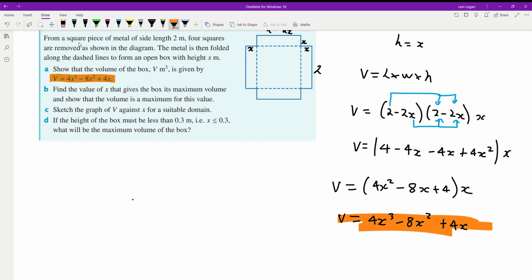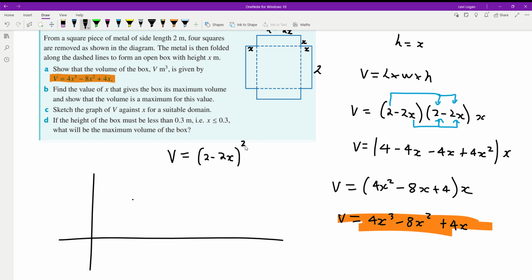Righto. Now question B is asking, find the value of x that gives the box its maximum volume, okay? So show that the volume is maximum for this value. Okay, so what this pretty much means is, this equation here, it's some cubic. Now we know what the cubic actually looks like, because if we were to rewrite it, the volume is just simplifying this. It's just 2 minus 2x squared times by x, okay? So that means we know what this kind of looks like.